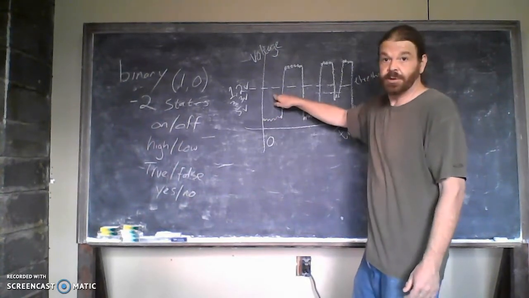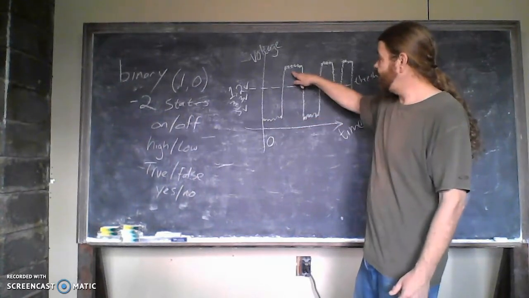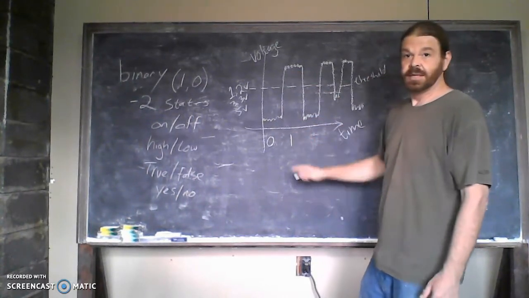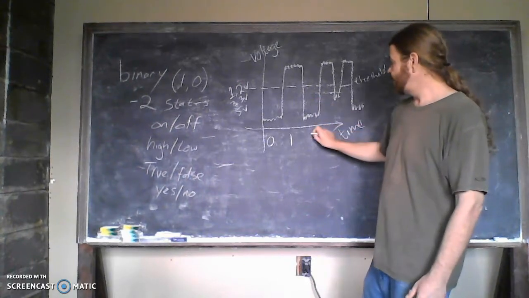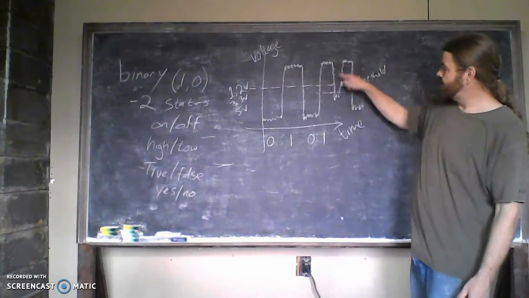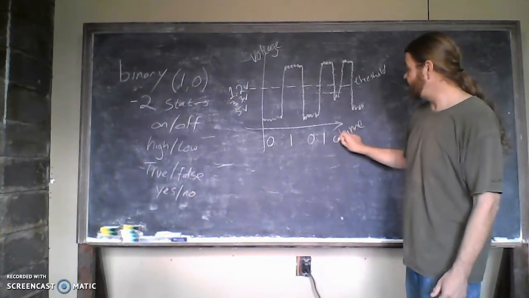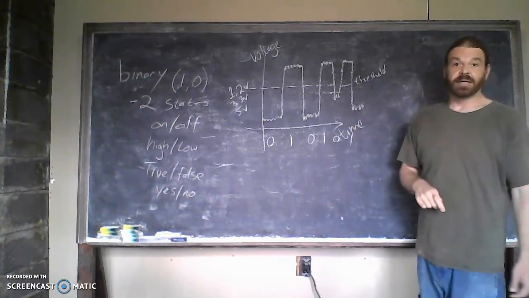So here it's below the threshold, so it's off. Then a split second later, it's above the threshold, so it's on. A little bit later, drops below, so it's off, goes back on. And here it didn't go all the way down, but it did go below the threshold, so that's off. And then it goes on again.